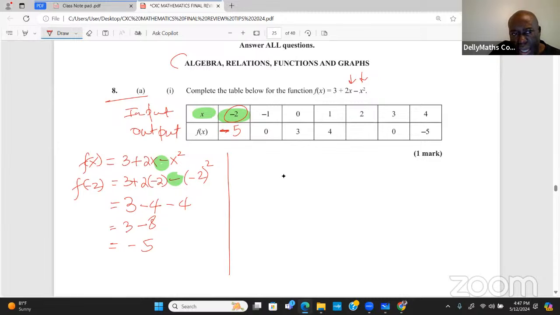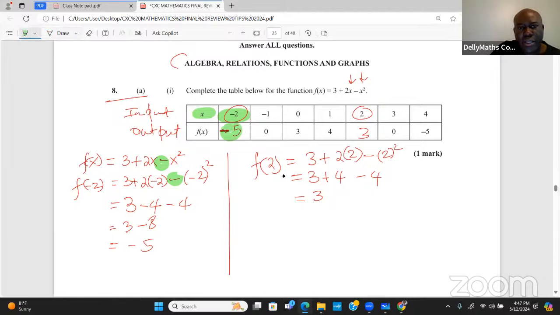Let's do the next one. I'm doing f of +2. So +2 is going to be 3 plus 2 times 2 right there. Then I'm going to minus 2 squared. So this is going to give me 3 plus 4 minus 4. 7 minus 4, this is 3. So this value here is a 3. So here it is that we would have completed this by doing very simple function evaluation. We place an input. We evaluate the function at x equal -2 and x equal 2.